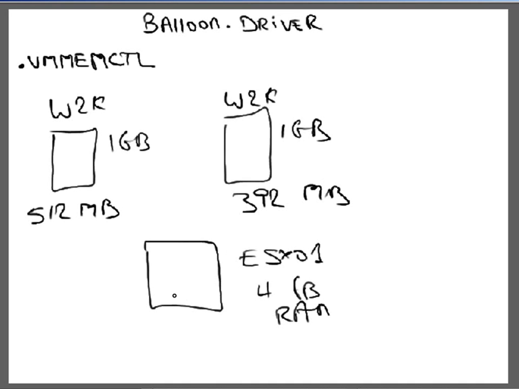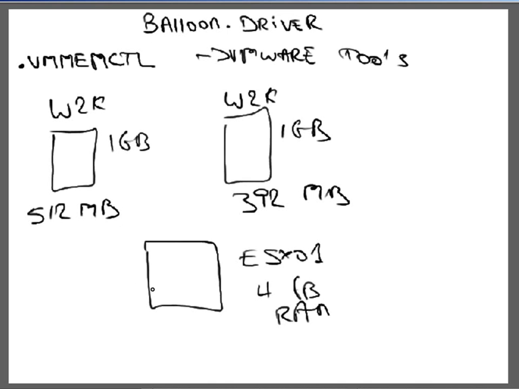So what does it do? It uses something called a balloon driver. What a balloon driver is, it's a device driver that's installed as part of VMware tools inside the guest operating system. So what it does is, let's assume the VM kernel decides that, okay, I need memory from somewhere. Let's use the balloon driver.